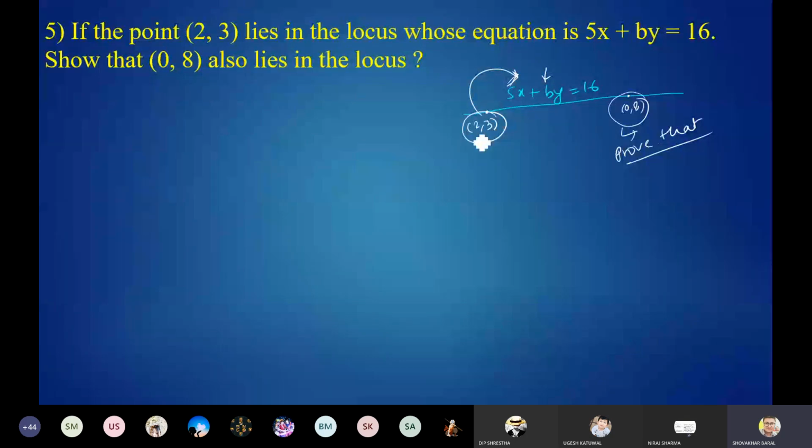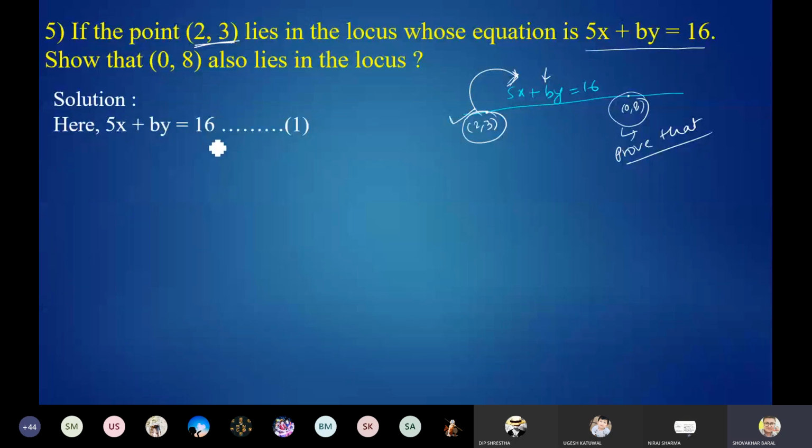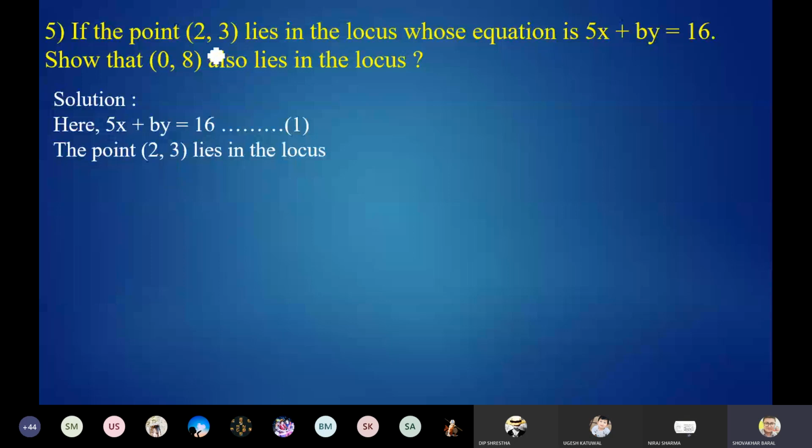Okay. So at first, you need to use the first point 2, 3 to find the value of b. So let's do it. Here 5x plus by is equals to 16. This is the given equation. Point 2, 3 lies in the locus. Write along with me, please. The point 2, 3, this point is lying in the locus. So what does it need to do? It needs to satisfy this equation.